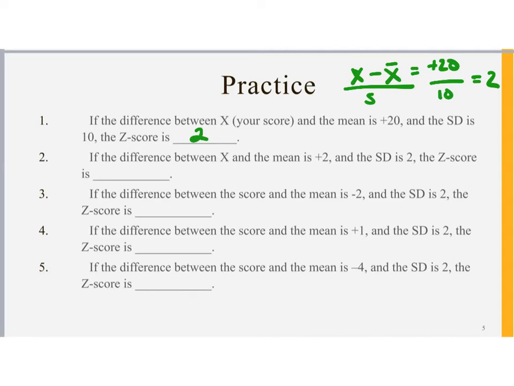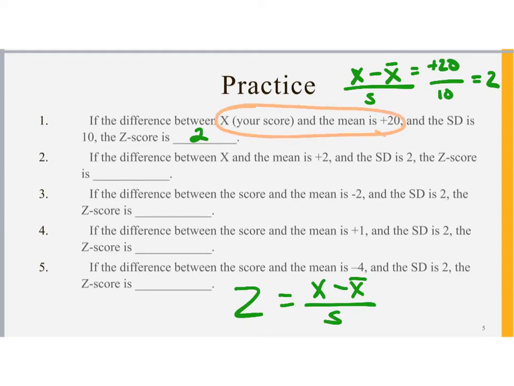Pause here and try to fill in the other 4 questions using the z-score formula of z equals raw score minus the mean divided by standard deviation, keeping in mind that the difference between a raw score and the mean is the deviation or top part of the formula, and the standard deviation is the bottom part of the formula. Hit play when you're ready to check your answers.